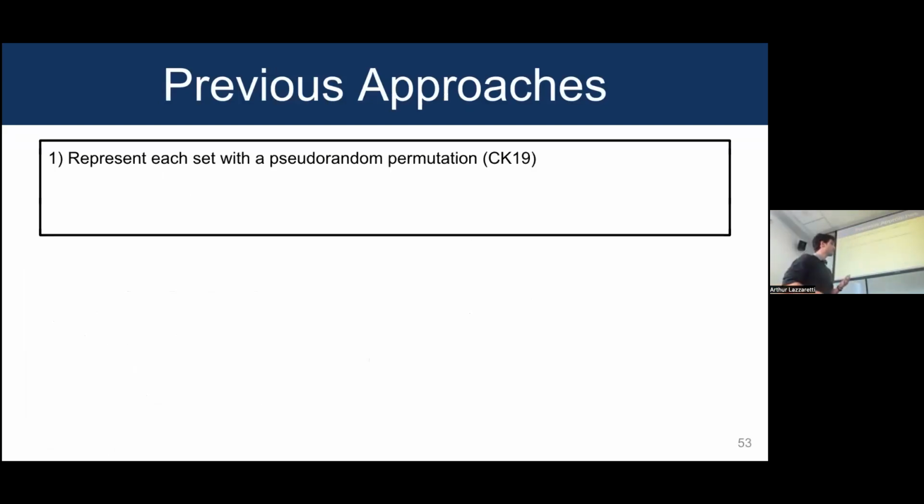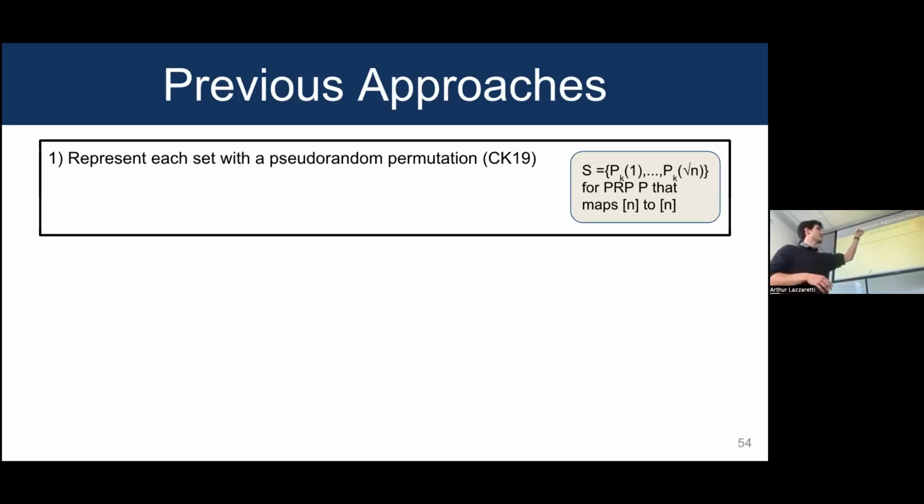Okay, so there have been three main previous approaches, I think. Hopefully I'm not doing anyone any injustice. The first idea, by Kogan in 2019, was to represent these sets with a pseudorandom permutation. Basically, each set is defined by a key, and the set is defined by the first square root of n elements of the permutation, as in the left-hand corner there. So the elements of your set are P1, P2, P3, up to Pk. So you can enumerate them fast with the key.